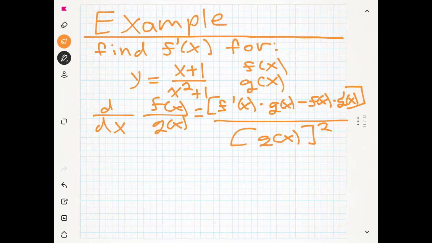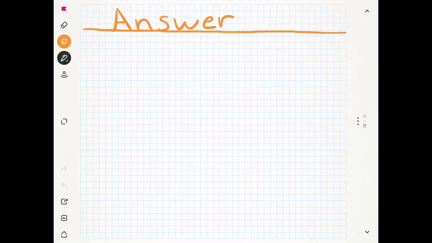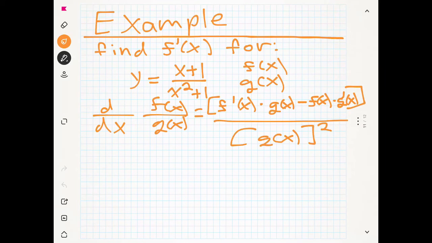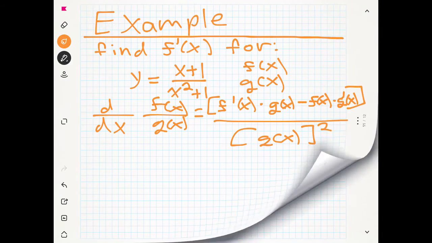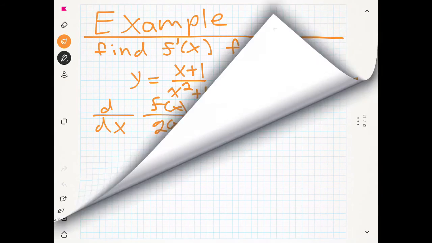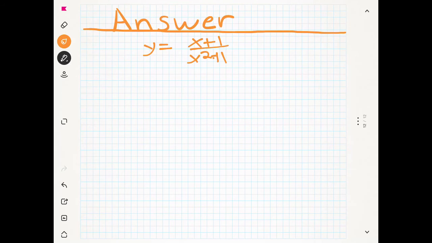And now let me show you the work. Let me just go back and get the original equation. x plus 1 all over x squared plus 1. Yes, it is plus 1. All right, so we just saw the formula. So now let's just apply it, all right?